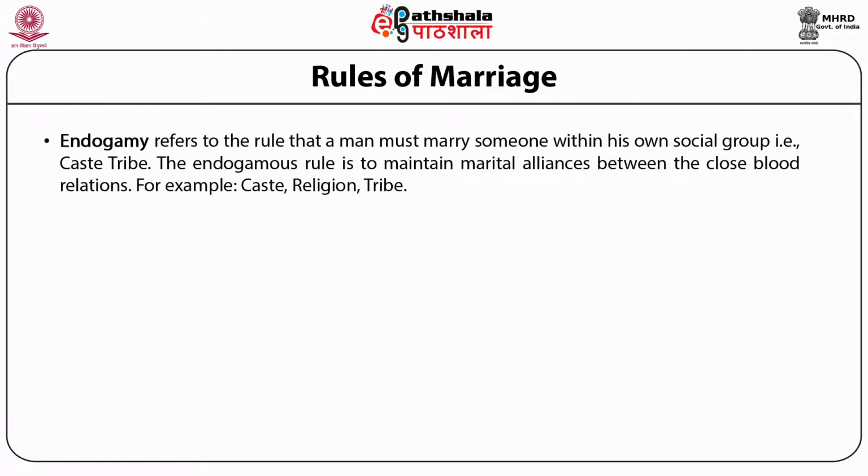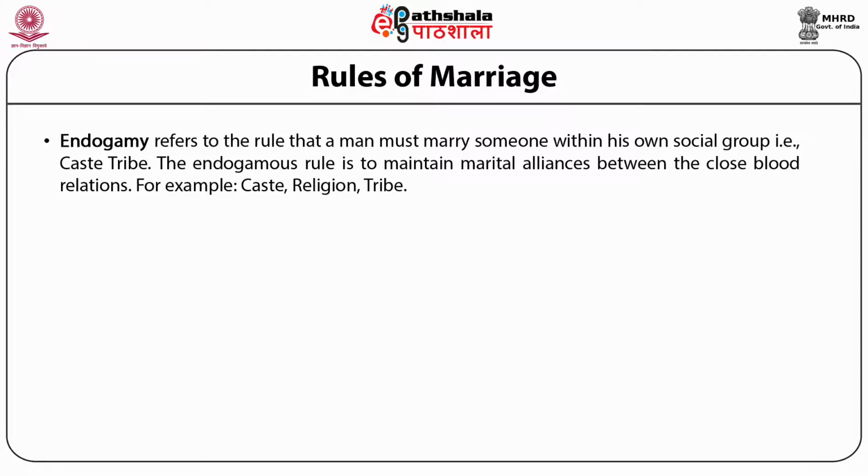Endogamy refers to the rule that a man must marry someone within his own social group, that is caste or tribe. The endogamous rule is to maintain marital alliances within the group, for example, caste, religion, or tribe. So, in this way, there are two forms of marriages. One is called exogamy and another is endogamy. In exogamy, one has to marry avoiding close relatives and kin or clan members, whereas in endogamy, one has to marry within his own caste, religion, or tribe.